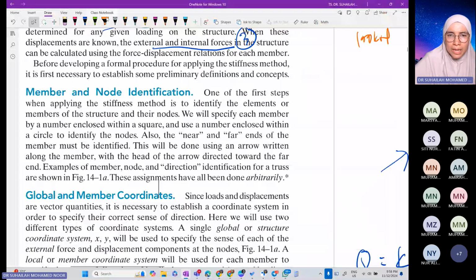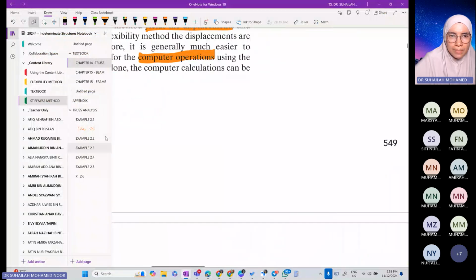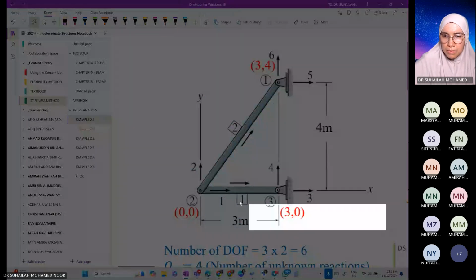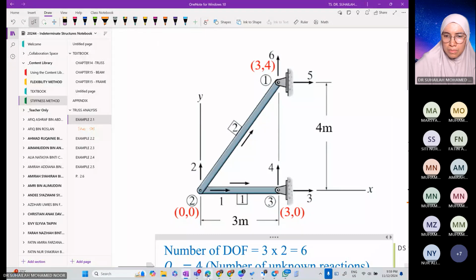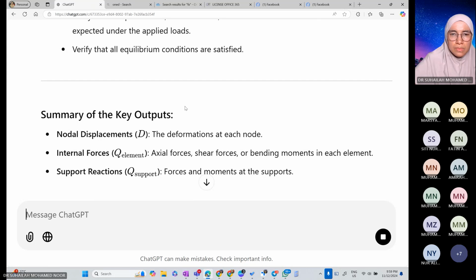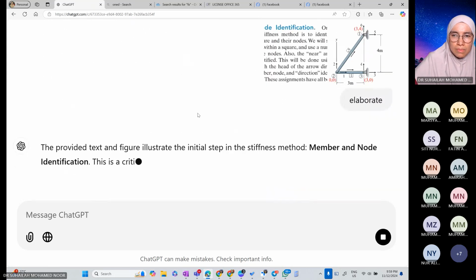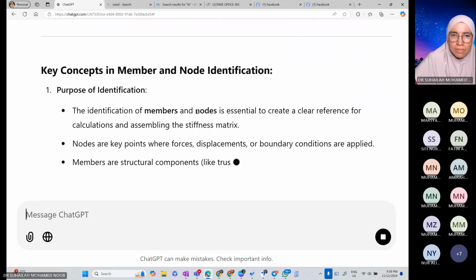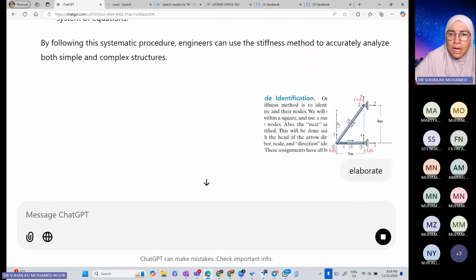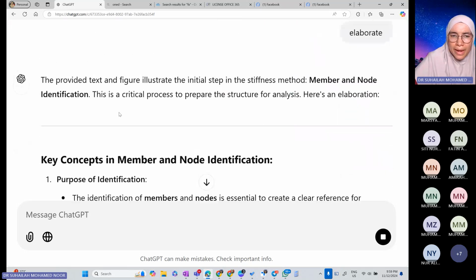Okay, and saya ambil yang diagram tadi. Okay, elaborate. Okay, so okay, from the paragraph and the diagram.